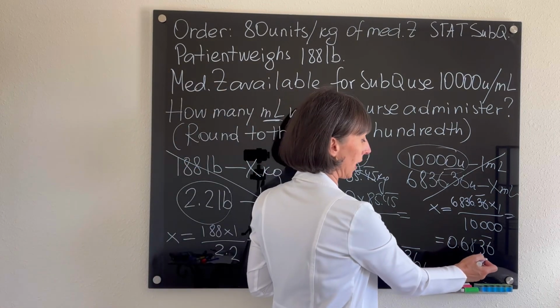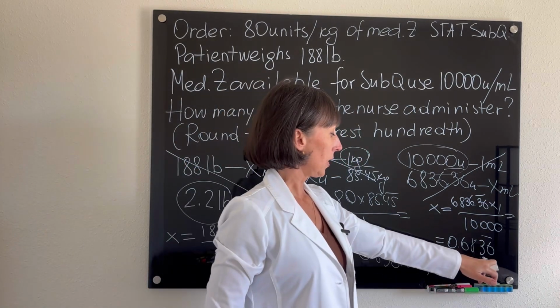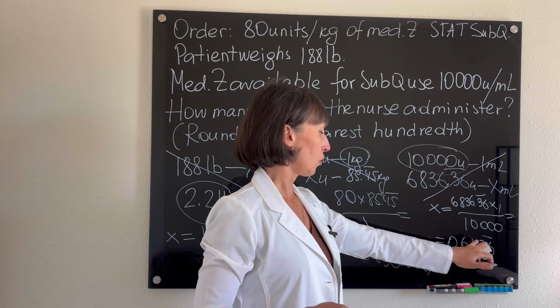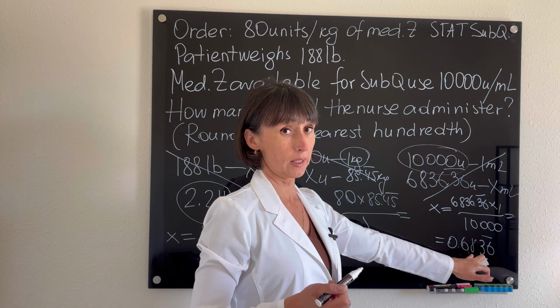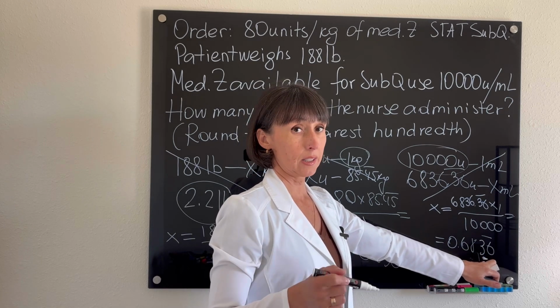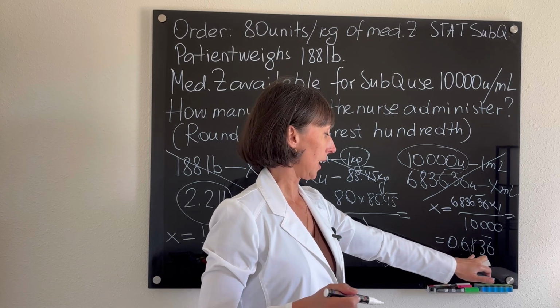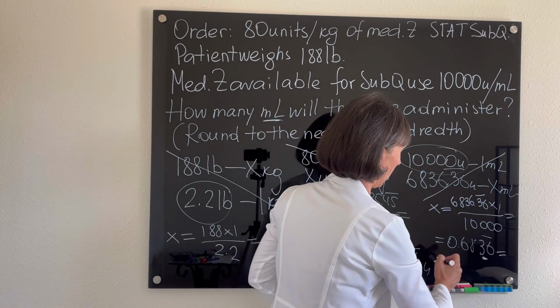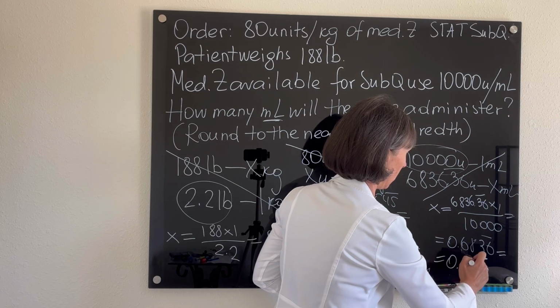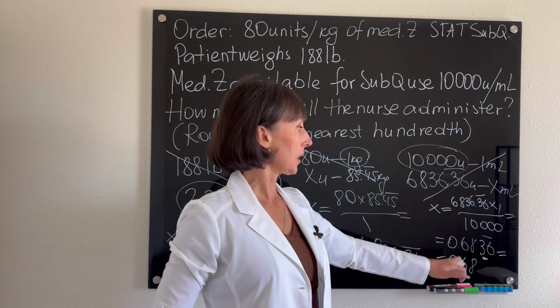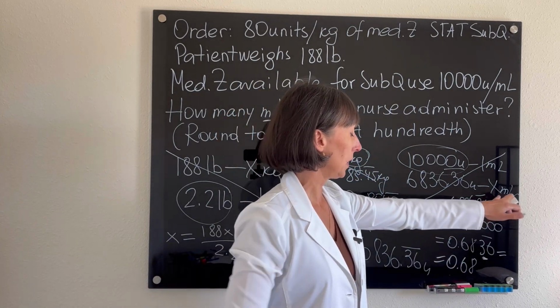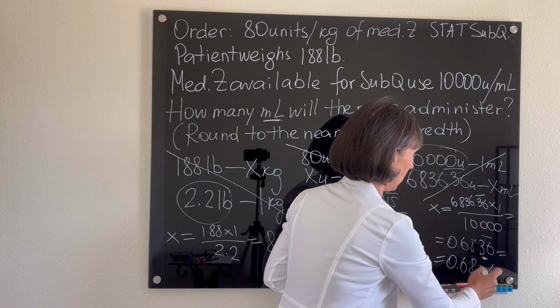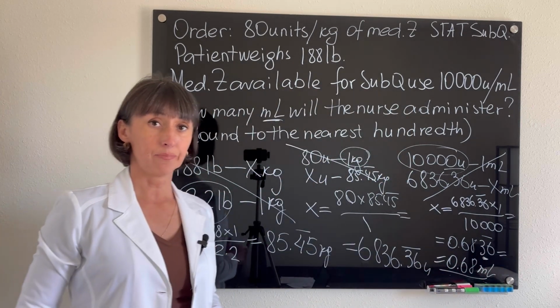The problem tells me to round to the nearest hundredths. So I'm looking at the thousandths place. And if that number is 5 or more, I'm going to increase my hundredths place by 1. But if this number is less than 5, I'm going to leave it just like that. And I got 0.68, and that was my milliliters I was looking for. And that is my answer.